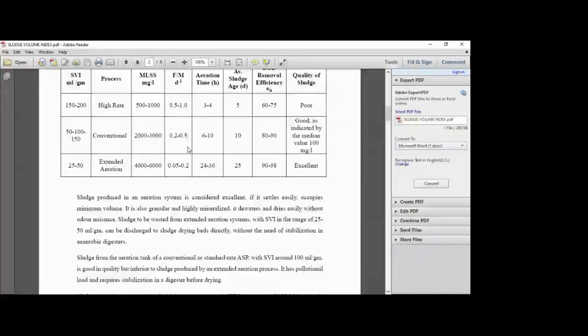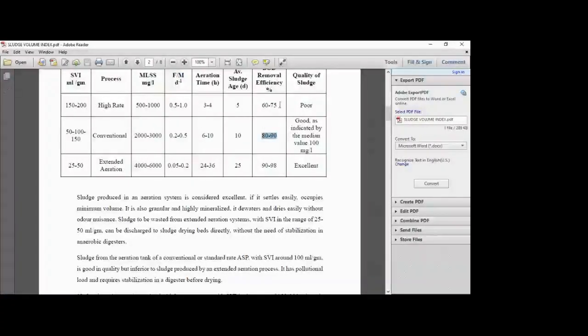Mark it somewhere, or remember it somewhere: lower is the food to microorganism ratio, BOD removal efficiency will be more. Why is it good to have a lower food to microorganisms ratio? Because the food to microorganisms ratio is lower if microorganisms are more, right? And if microorganisms are more, what will happen? They will eat down the food very easily, and your food is nothing but your BOD. So when the food to microorganisms ratio is lower, that means the microorganisms are on the higher side, so the food will get utilized very easily, and food here is nothing but your BOD.